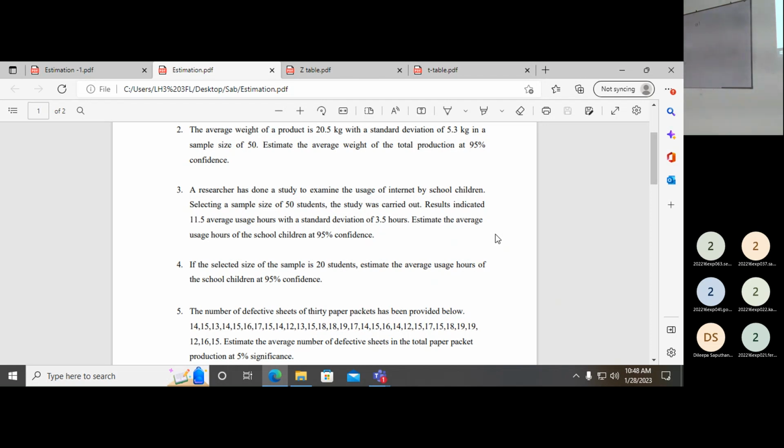If the selected size of the sample is 20 students, estimate the average usage hours of the school children at 95%. But consider here you selected 50. But here it says consider 20 students, a small sample. Normally when you take 20 students, the mean value and standard deviation will also change. But here, for practicing, consider the same values. The size of the sample we change to 20.